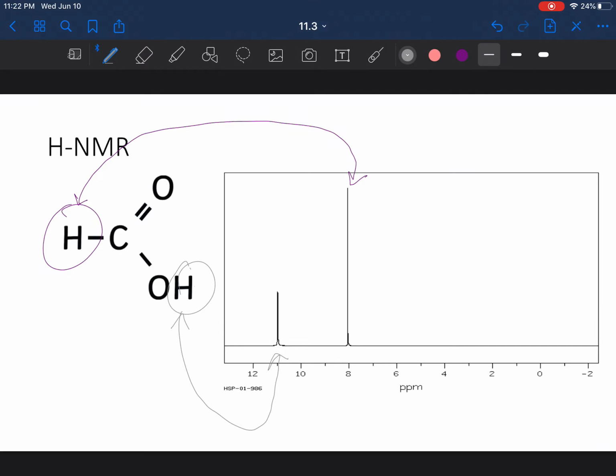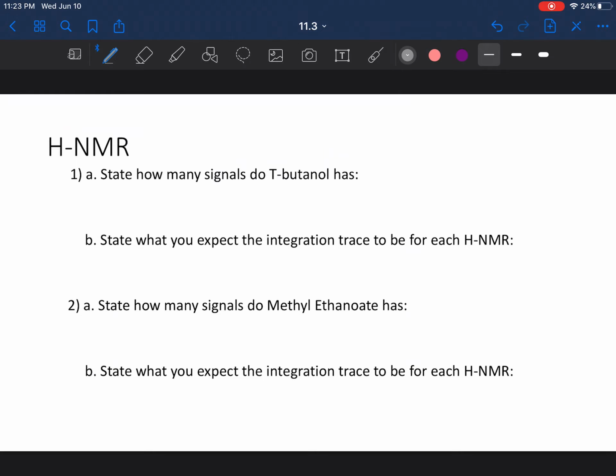But that's how you do an NMR, or how to analyze an NMR. All right, hopefully that's clear. I have a couple of questions here. So I'll do one, and then you do the other.